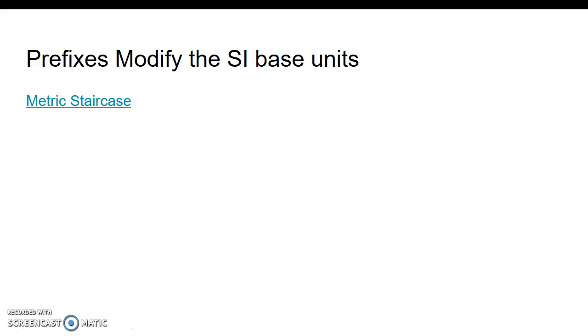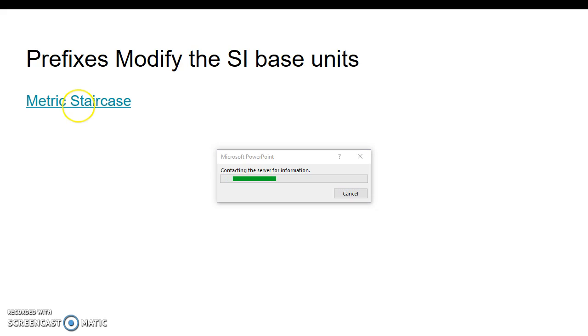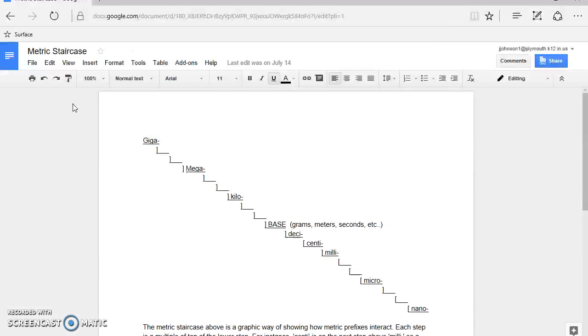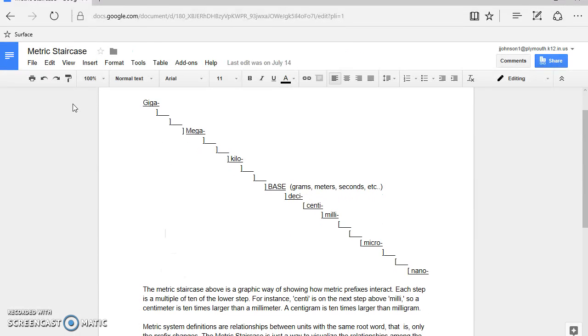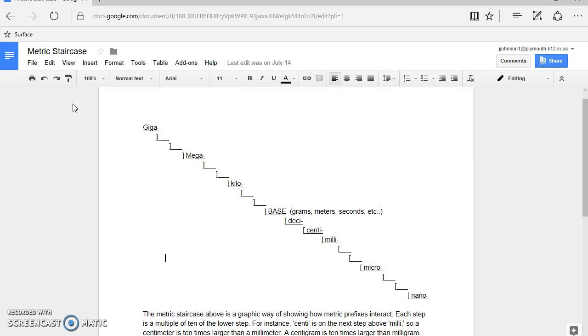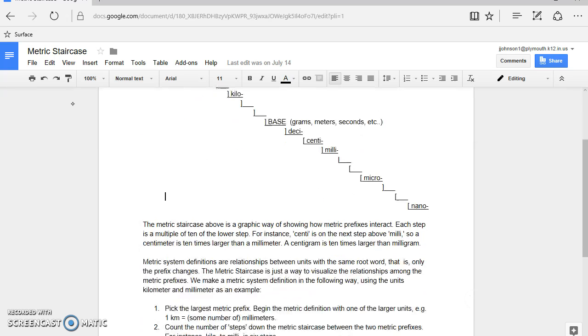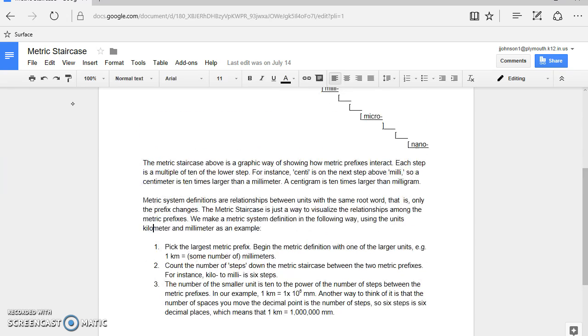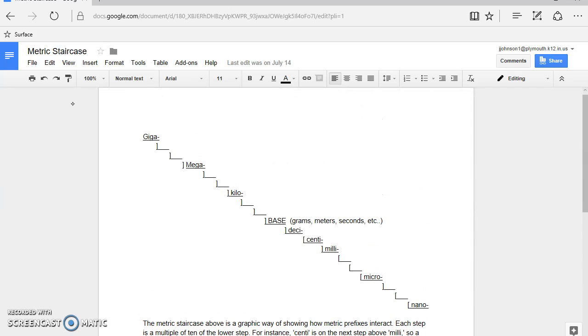Now, prefixes are used to modify the base units, and we want to talk about the metric staircase. This is a modified staircase from what you saw in chem. You can see our different units, right? We got giga here, and then you go all the way down here to nano. And each stair step, as you can read from this, is a factor of 10. And so we can use that to find distances or make comparisons in the metric system.